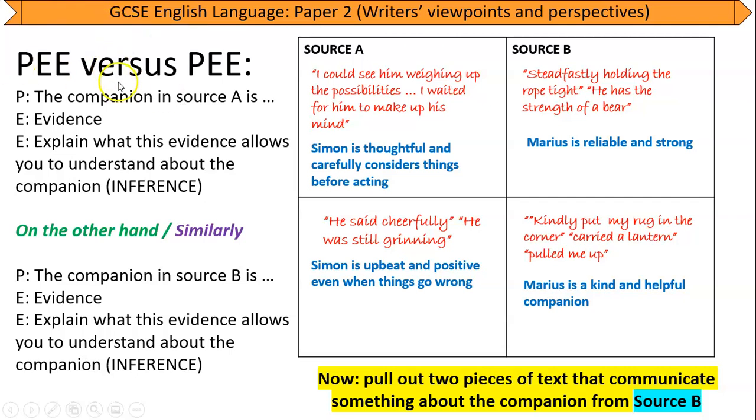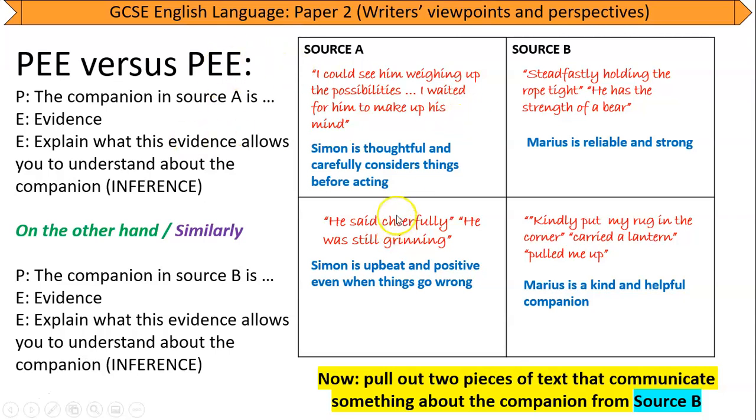This question is about me summarising in my point what the companion is like. I've got that information in blue, using the evidence I've chosen to back up what I'm saying. And then I must make inference. I have to explain what the evidence I've chosen allows me to understand about Simon, allows me to understand about Marius. What does it imply? What does it suggest to me?